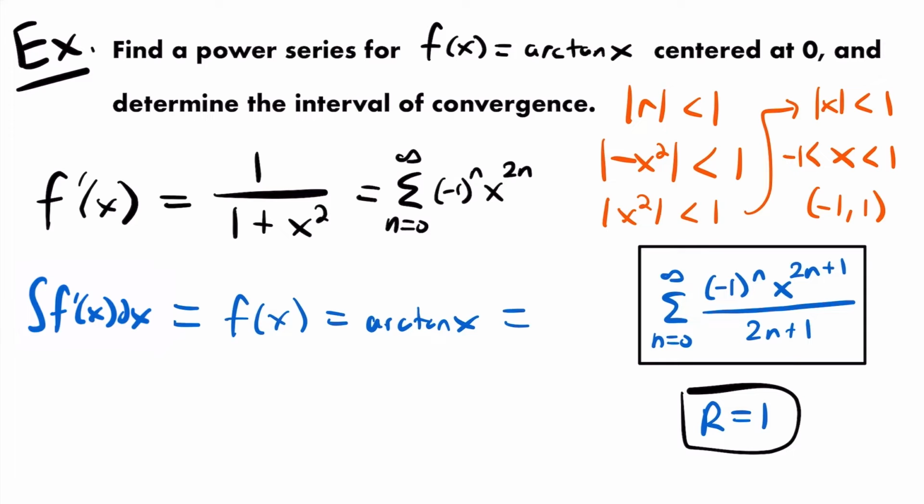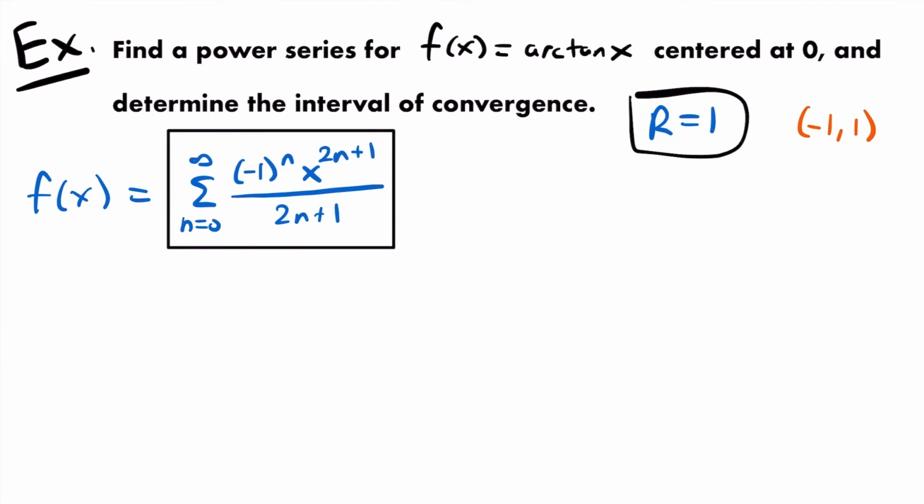But now what we want to do is check these endpoints for this power series to see if we should include them or not. And after we do that, we will have completed this example. We will have the power series that represents our function, the radius of convergence, and the interval of convergence. So if I clean up my work here, let's start by checking the first endpoint of negative 1. When x equals negative 1, our power series will look like this.